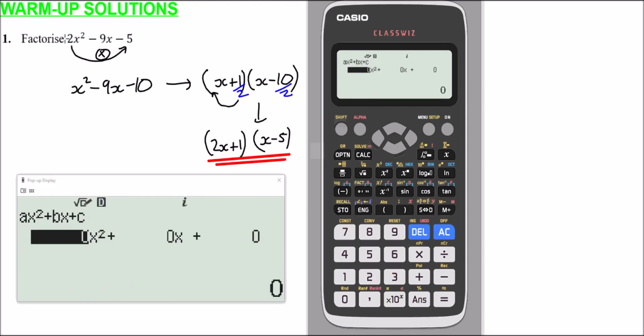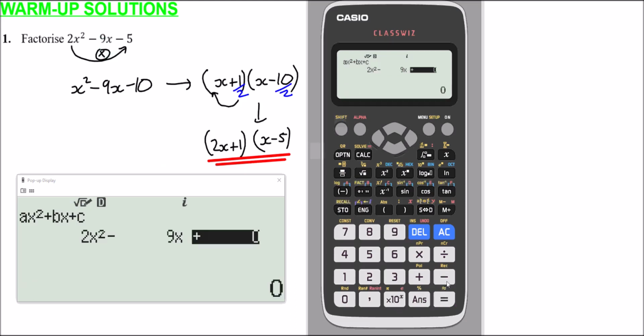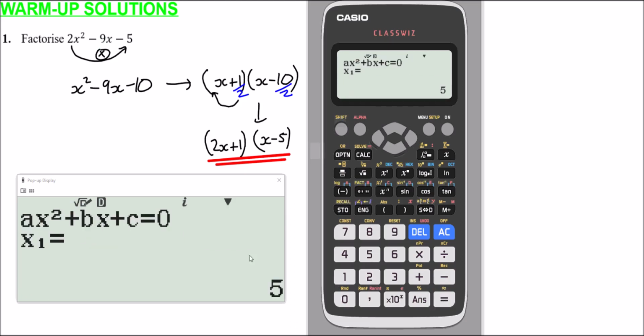So then type in what we've got. We've got 2x squared. The coefficient of the x is minus 9, so type minus 9. And finally minus 5, so type minus 5, press equals. Press equals again. The first value you get is the first root. So it's got a root when x is 5, so the factor is in the brackets x minus that value.